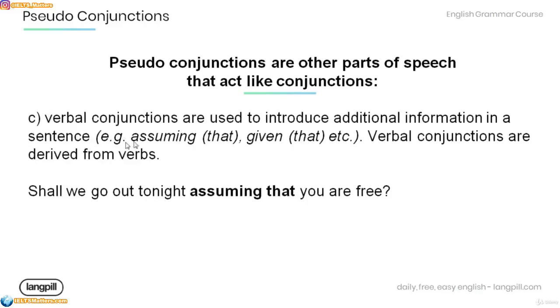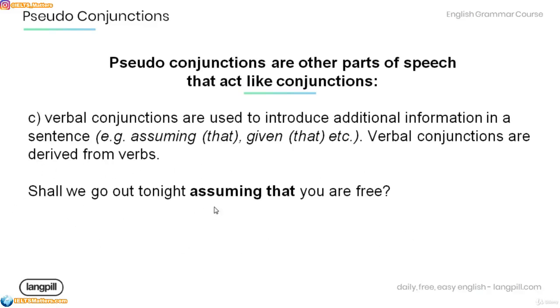C. Verbal conjunctions are used to introduce additional information in a sentence. Examples of verbal conjunctions are assuming that, given that, etc. Note that verbal conjunctions are derived from verbs. Have a look at the example over here.